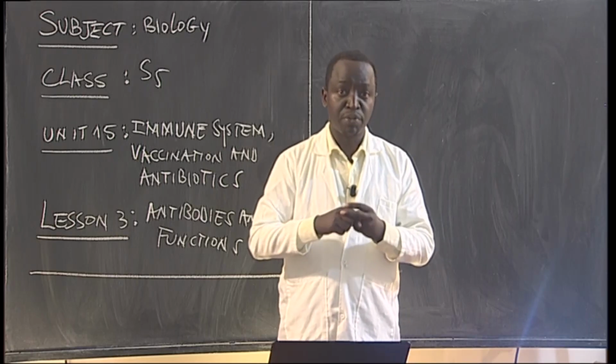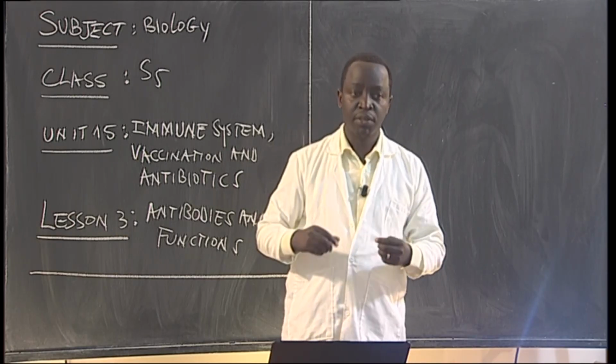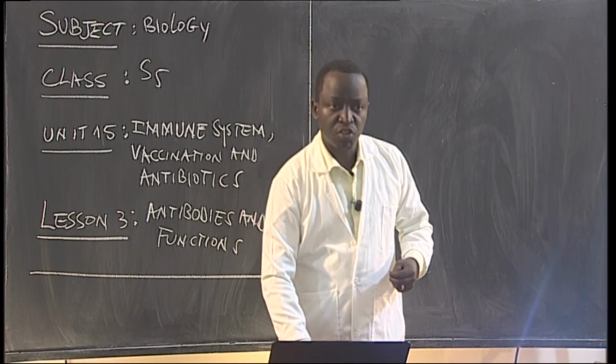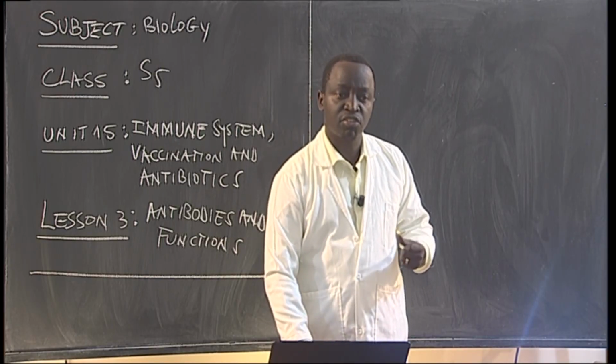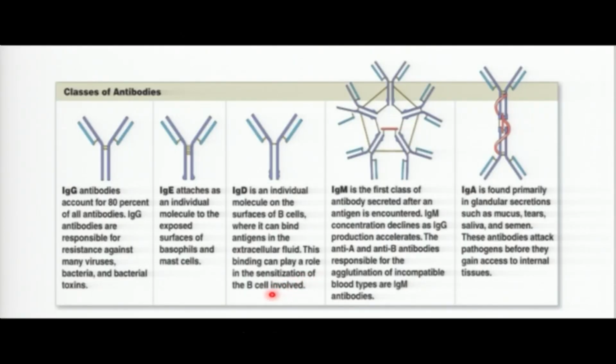So this IgD, immunoglobulin D, is found on the surface of B cells. They play a role in the sensitization of the B cell involved in immunity, in the protection of our body. Are we together?